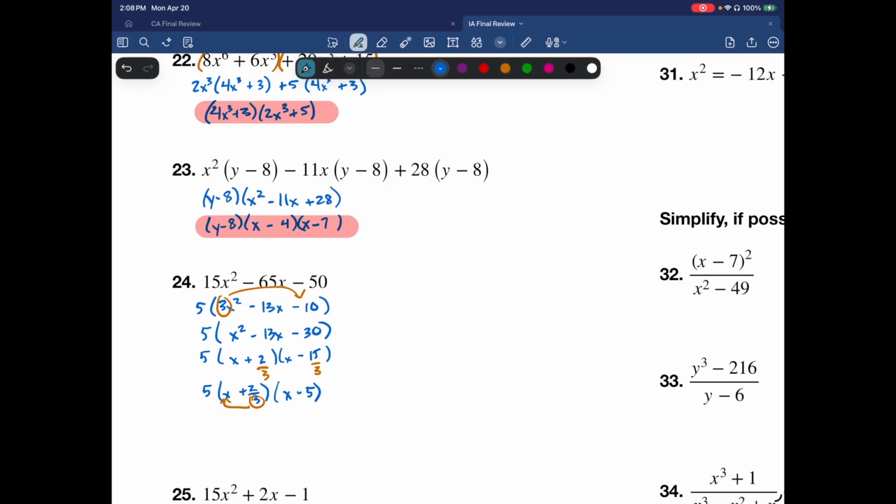And so my final answer is going to be 5 times (3x + 2)(x - 5). And with any factoring problem, if you ever want to check your work, you can multiply this back out, and it should give you your original problem if you did it correctly.